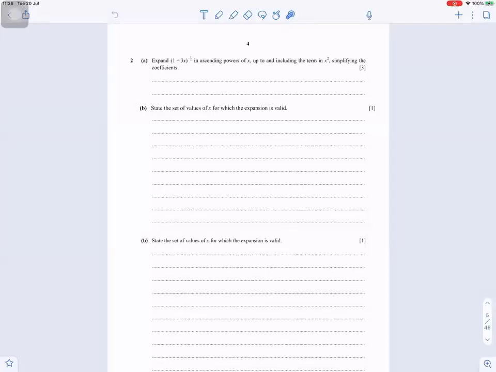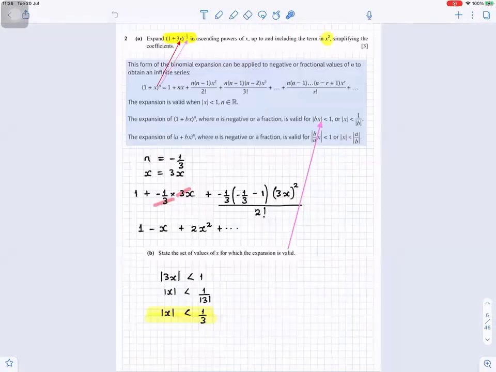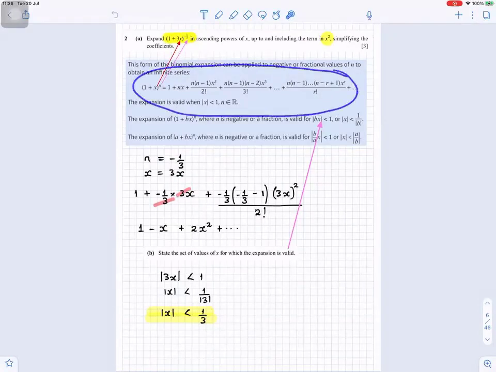Question number 2. Expand (1 plus 3x) to the power minus 1 over 3 in ascending powers of x up to and including the term in x squared, simplifying the coefficients. So we've got 2a and 2b. We're going to use the binomial expansion formula, and that's the formula there I've circled in the blue.